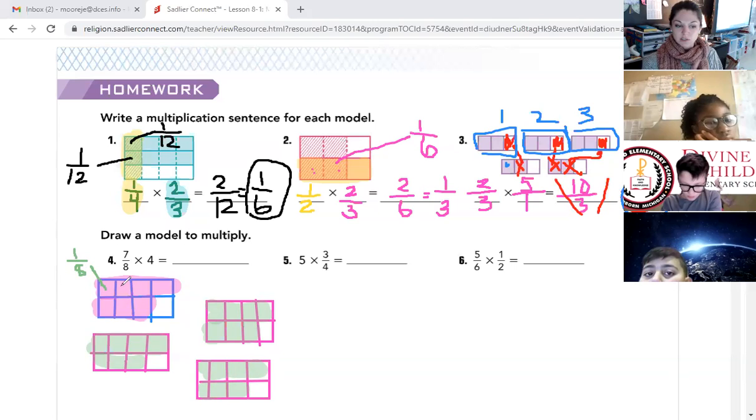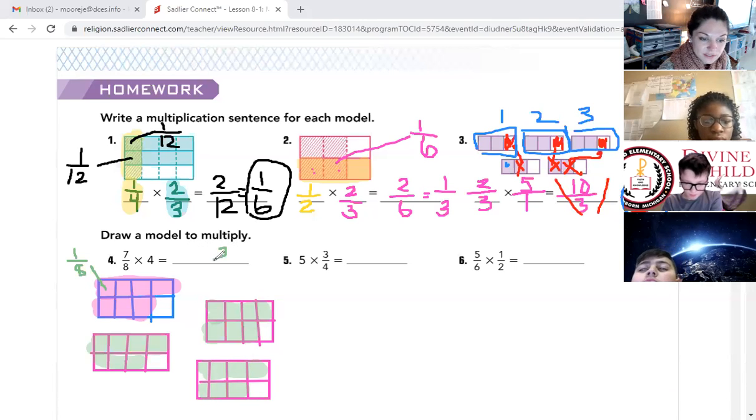So how many pieces are shaded altogether? How many 1/8ths are shaded altogether? So there's 7 here. There's 7 more, that's 14. There's 7 more, that's 21. There's 7 more, that's 28 altogether, right? So 28 1/8ths are shaded altogether. 28 1/8ths. And we say improper fraction alert, and we can convert that into a mixed number.